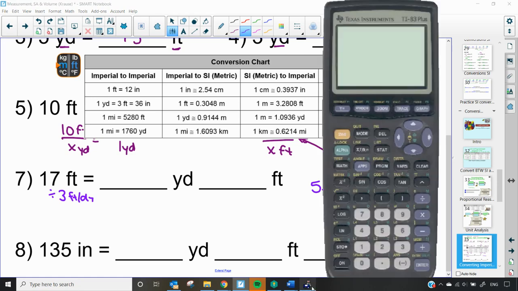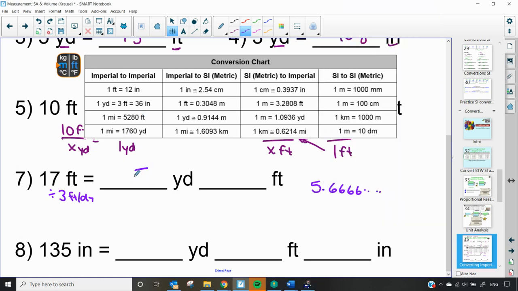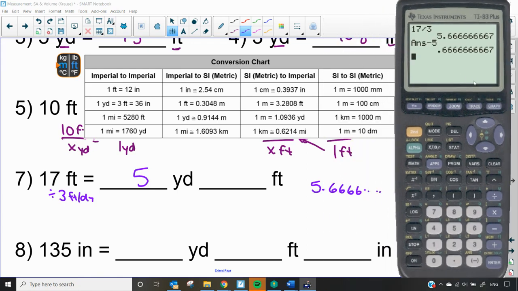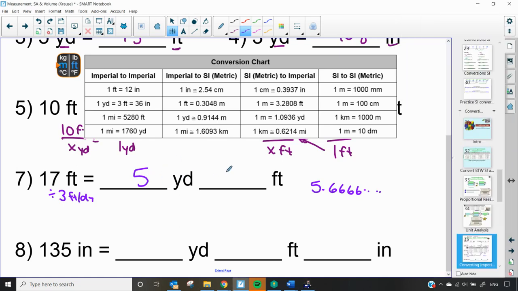So I'll show you that on the calculator here. We're going to take 17 and divide by 3. And that gives me 5.6 repeating. Now that tells me that there are 5 yards and a certain number of feet afterwards, 0.666666 yards. We want to convert that to feet. So we're going to subtract the 5 that we have already used, and we're going to figure out what 0.66 of a yard is in feet. So we're going to take that number and multiply by 3, and that gives us 2 feet. So 5 yards and 2 feet represent 17 feet.